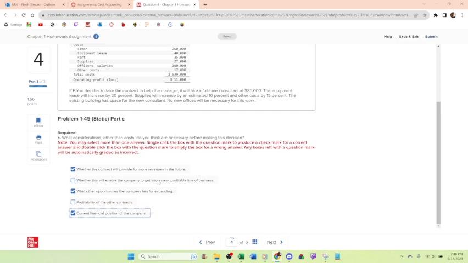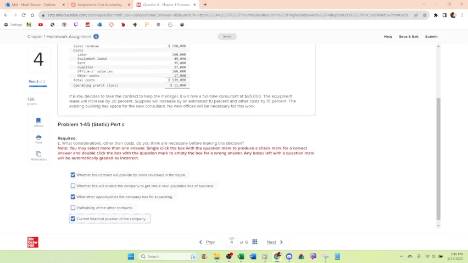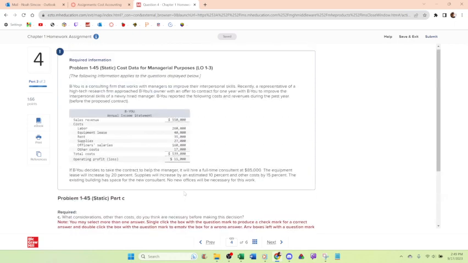Whether this will enable the company to get into a new profitable line of business is irrelevant because maybe that is a relevant question, but the answer to the question is no already. It's not a new line of business. How would this enable the company to get into a new line of business? It doesn't make any sense. Yes, this is something you should consider, but not in this situation, because this situation does not provide for an opportunity to get into a new line of business.